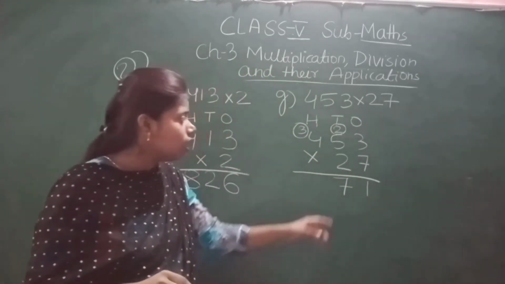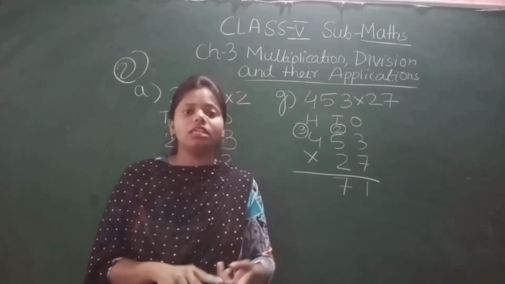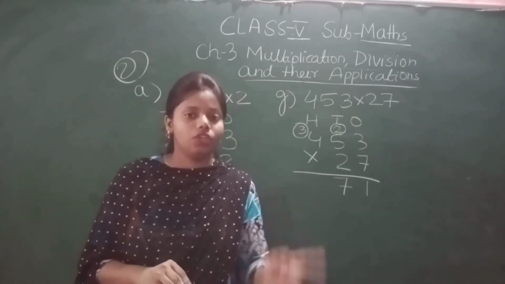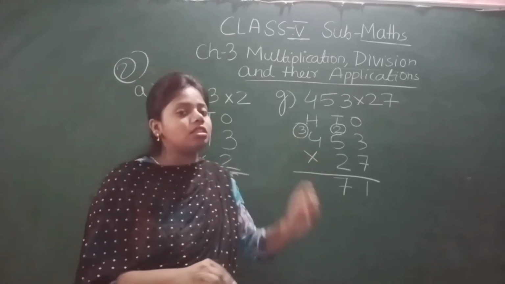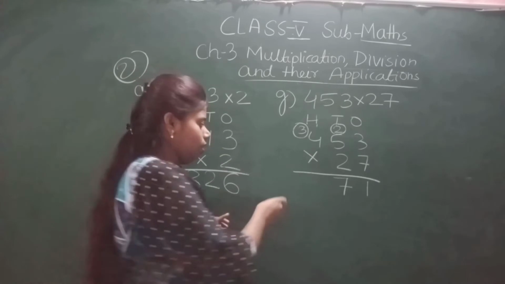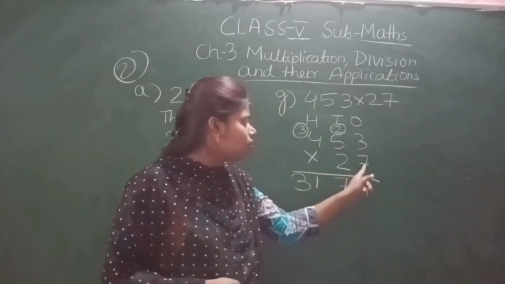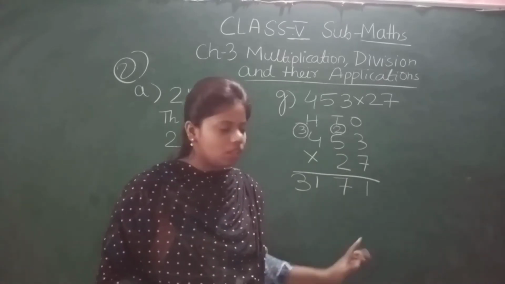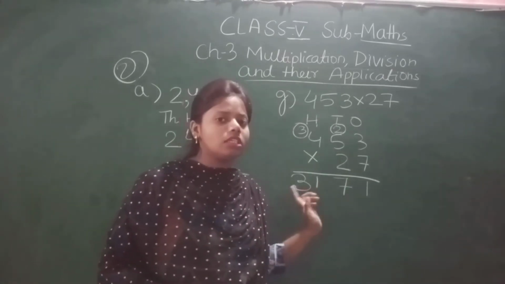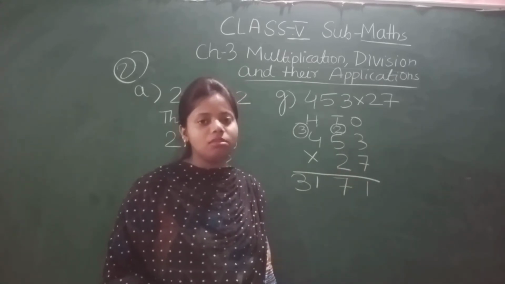Now 7 fours are 28. And 28 plus 3 is how much? 29, 30, 31. See, I have done it. Okay, now you have done multiplication by 7. It's very easy. The first line you do easily. But the second line becomes a little bit difficult for you.